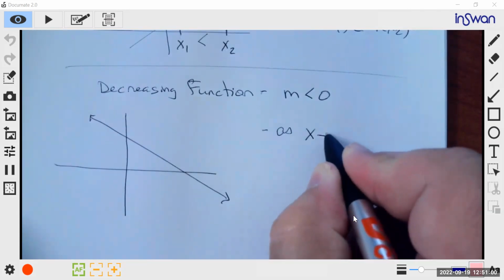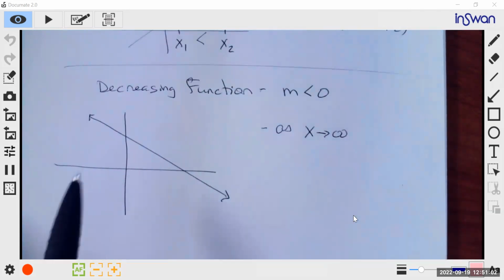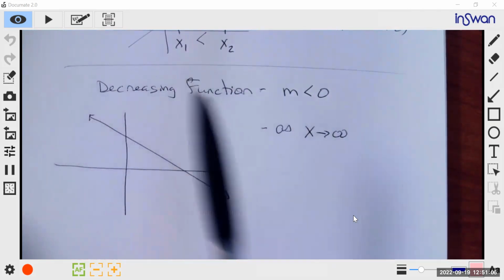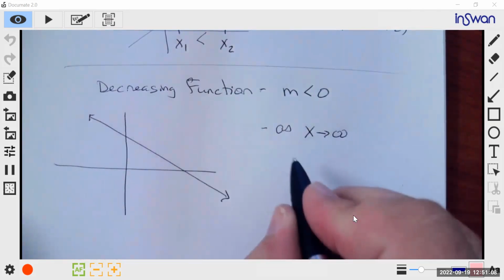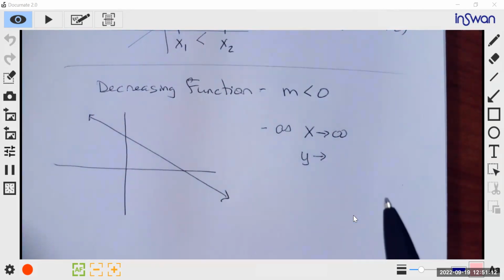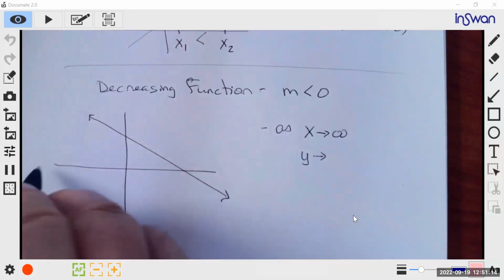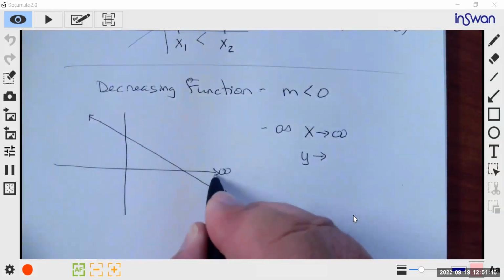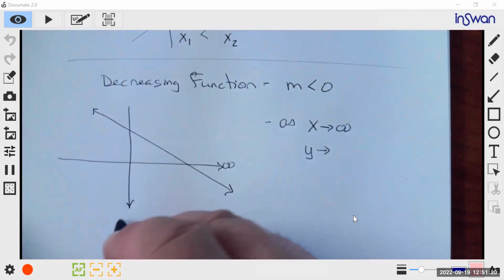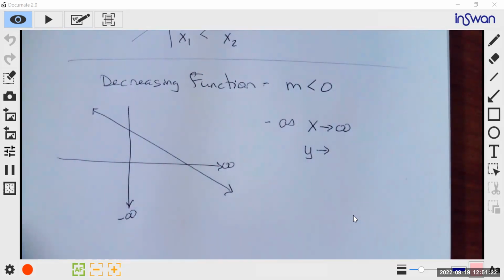As x goes to infinity, in other words, as we take our pen and move it further to the right towards infinity, y goes to where? As x goes to positive infinity, where does y go? It goes down. Down is negative infinity.